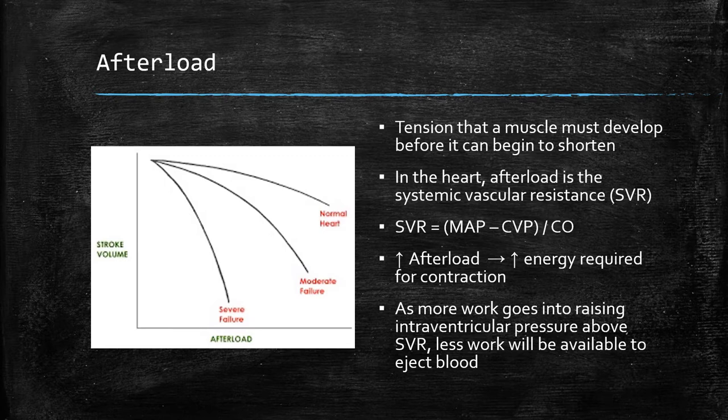The figure shown here shows this quite well. As afterload increases, we see that stroke volume decreases, and the poorly functioning heart is much more affected than the normal heart. SVR is a calculated value. It is defined as the change in pressure over the systemic circulation divided by the flow through the systemic circulation. And so to get this value, we need to know the mean arterial pressure, the CVP, and the cardiac output. And so we definitely are going to need a way to measure cardiac output.